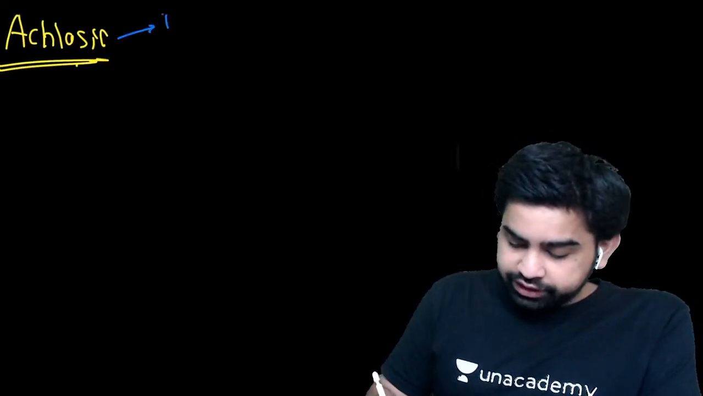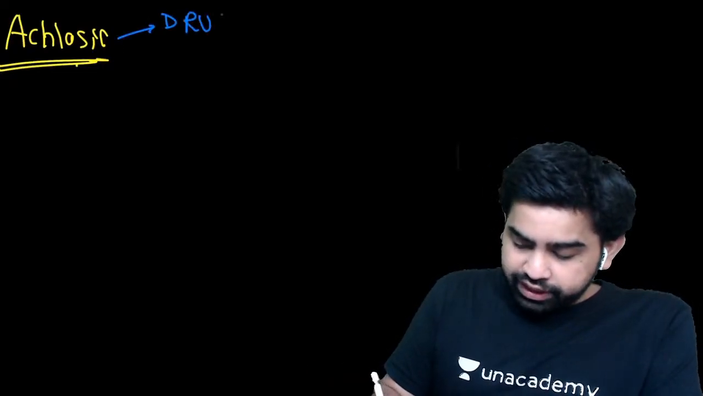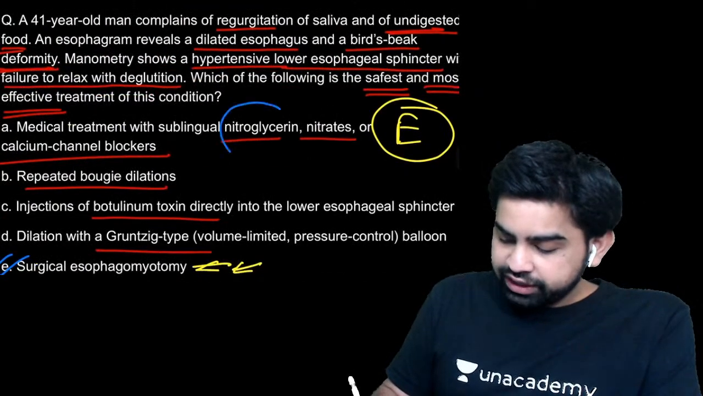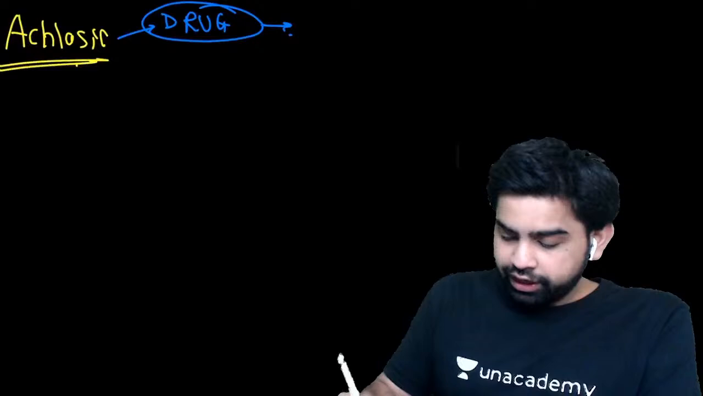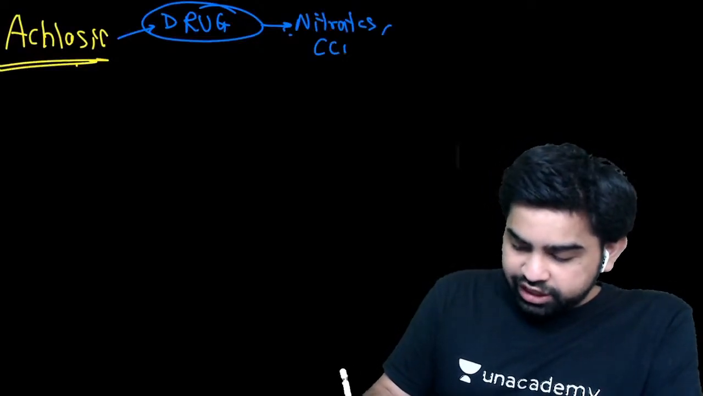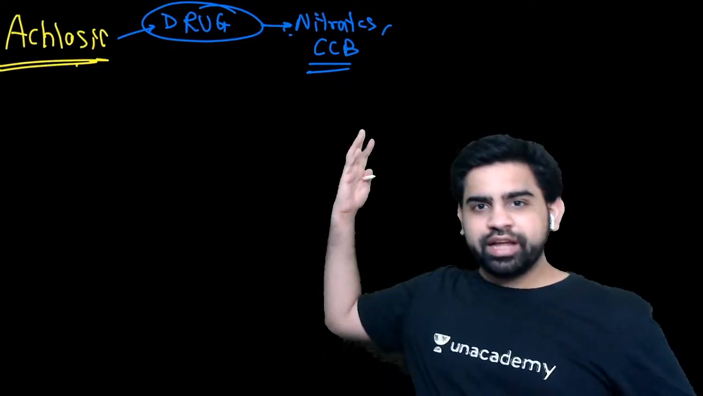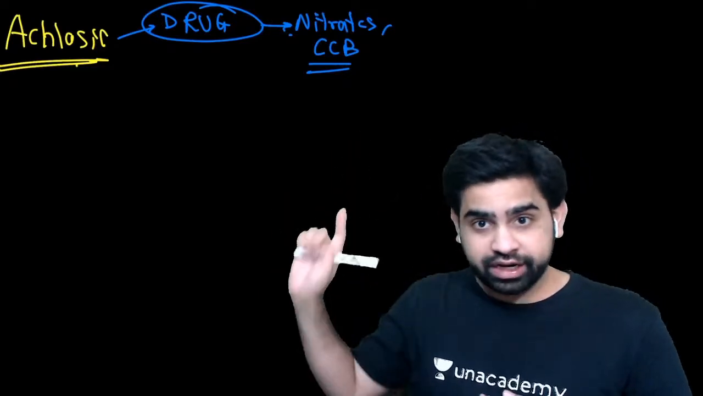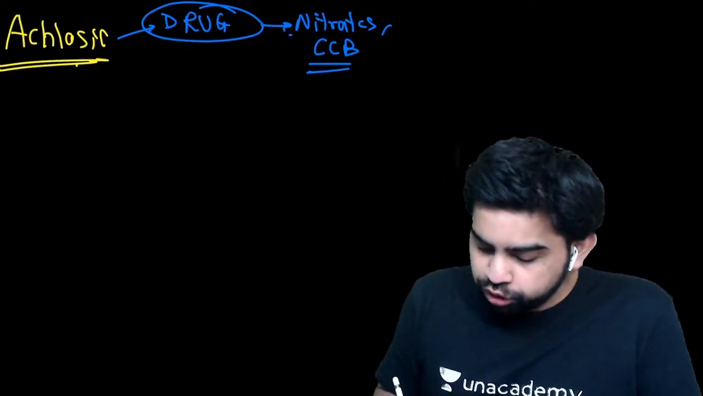We have basically a drug treatment. So we can basically go in for a medical treatment with the help of nitroglycerin, the calcium channel blockers and the nitrates. We can go in for that, but they are not very effective, so we usually do not prefer to go with that. Okay. So yes, medical treatment, that is one of the options. What is another option which we have?